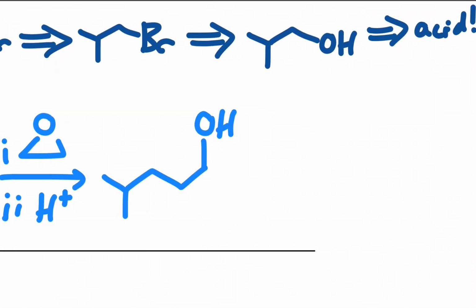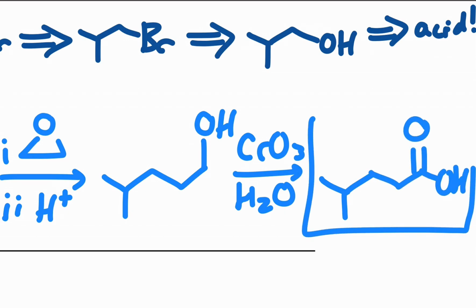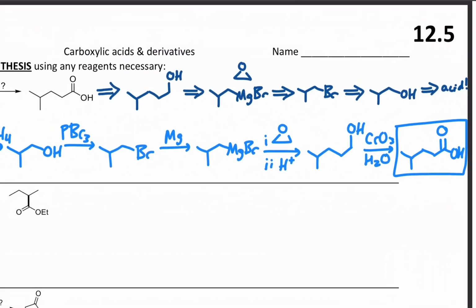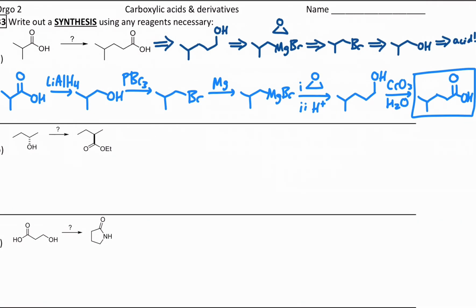Lastly, we turn this into our acid. You can use the Jones oxidation. Chromium oxide and water will get you to your carboxylic acid that we're asked to make. Okay, so there you have it. 1, 2, 3, 4, 5 steps from starting material to the acid product. Let's try the next one.